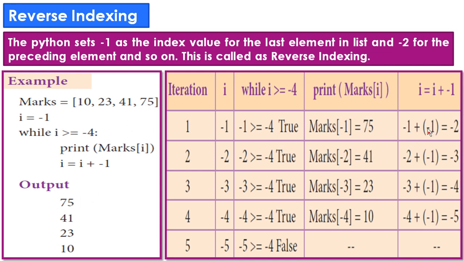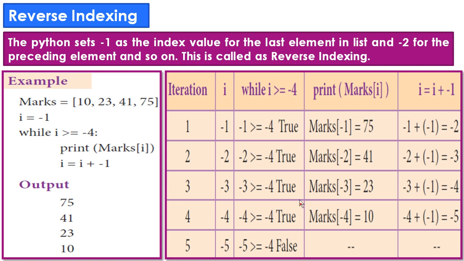Now I is decremented by 1, so the value of I reaches -2. Then the condition is checked again, -2 greater than or equal to -4, it is true. So marks of -2, that is 41, is printed here. Now I is decremented again by 1, and I reaches -3.